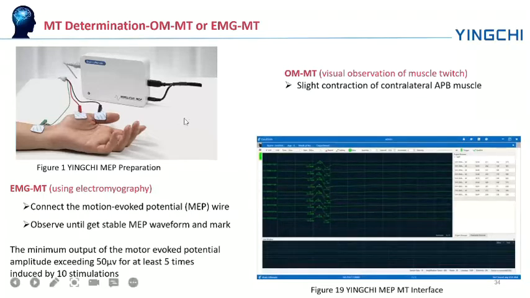Let's go on. So how do we observe this MEP? Some may choose to observe it by visual observation of the muscle twitch. It may cause slight contraction of the contralateral APB muscle. It's about around here, or you can use an EMG to observe the MEP. And you can see here the minimal output of the motor evoked potential amplitude exceeding 50 microvolts for at least 5 times induced by 10 stimulations.